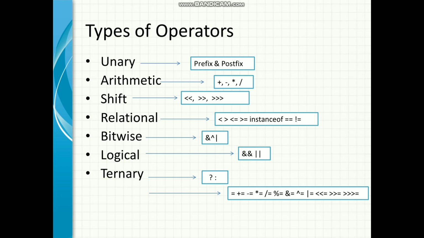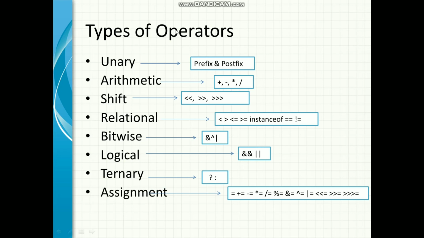Now this ternary operator is used as a one-liner replacement for the if-then-else condition. That is, if an if-then-else statement is there: if this is true, then this, otherwise it is this. So that condition is being checked in a single line, and it needs three operands. It takes three operands. So this is one.